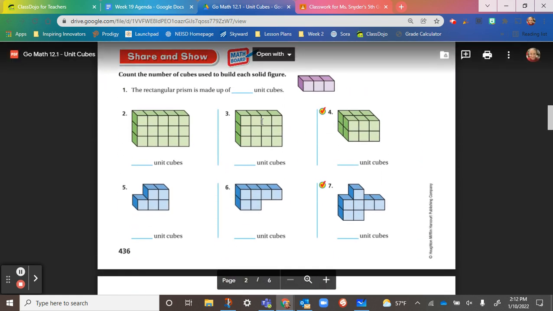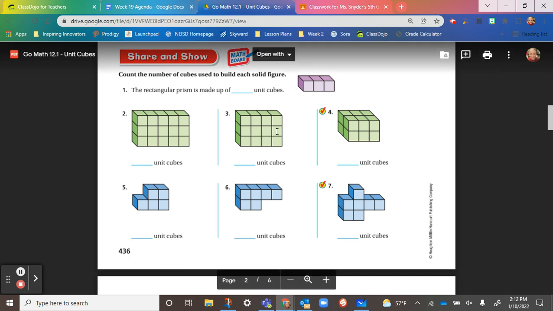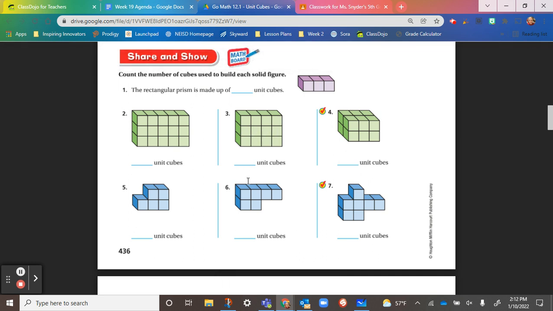And so here, this is just counting the cubes. So this is 1, 2, 3, 4, 5 across. So that's 5, 5, and 5. So you just put a 15. 4, 4, and 4 would be 12.